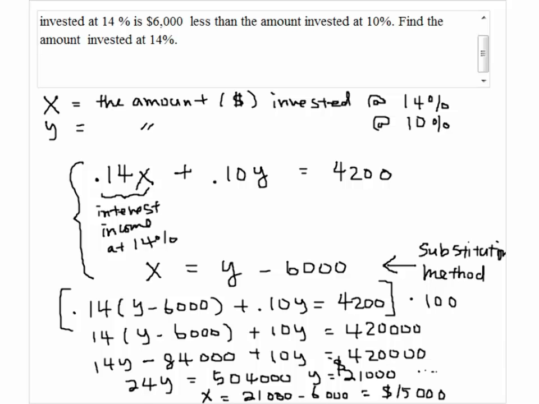So the answer is $21,000 for the 10% account and $15,000 for the 14% account.